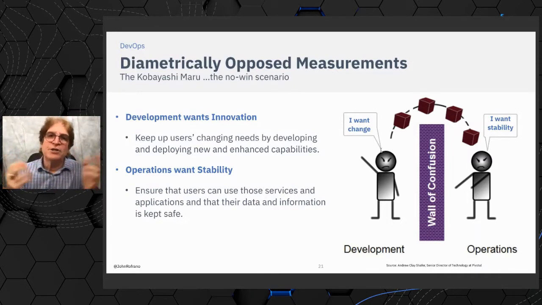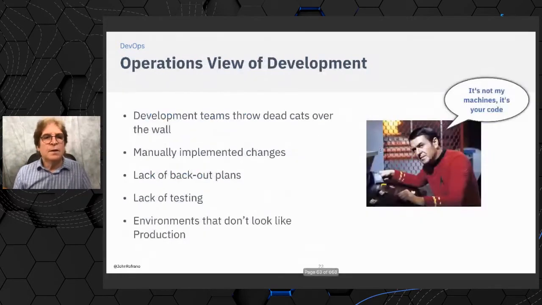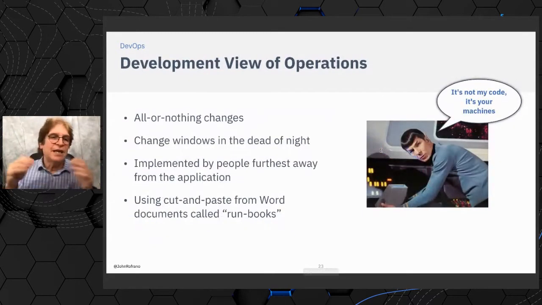I call it the Kobayashi Maru for my Star Trek fans. It's the no-win scenario, right? So, ops thinks the dev teams are throwing dead cats over the wall. They're manually making changes. They have no back out plans. They don't test, right? The devs are saying these ops teams, they're all in, nothing changes, windows in the dead of night. They're the first people away from the code, and they cut and paste from run books. They have no idea what's going on.